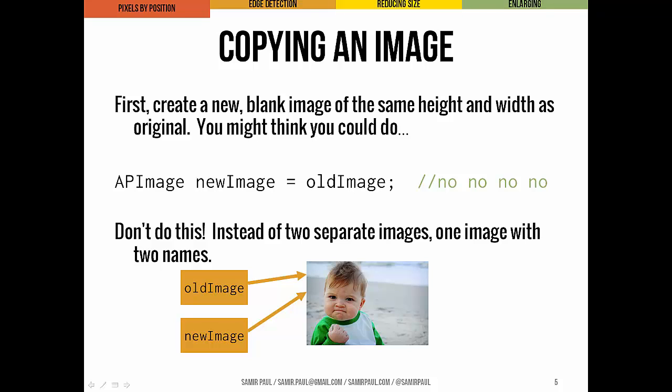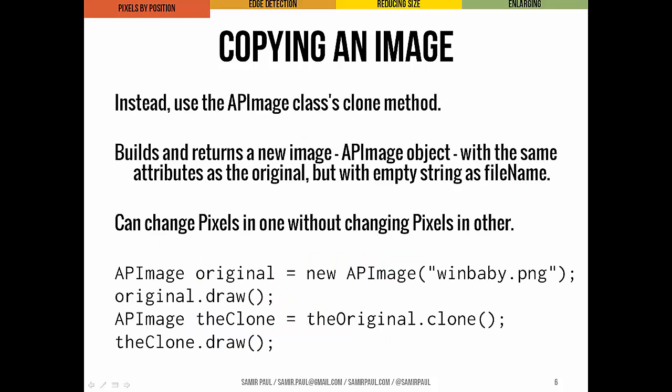Instead of ending up with 2 separate images, we now have 2 names, old image and new image, for a single image object. Fortunately, the AP image class includes a clone method for creating copies. The method clone builds and returns a new image with the same attributes as the old one, but with an empty string as the file name. That means that the 2 images are completely independent of each other, and that changes to the pixels in one image will have no impact on the pixels in the same position on the other image. This is how you would do that, this little code segment right here.